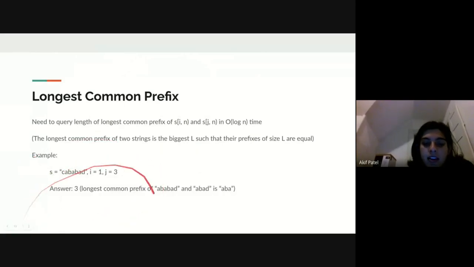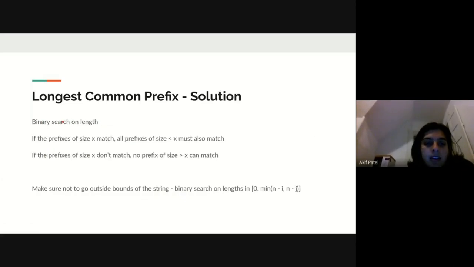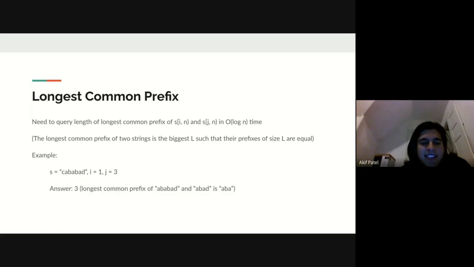So you can see here, you have the string CABABAD, and the suffixes are 1 and 3. So from here and from here. So ABABAD and ABAD. So the longest common prefix is ABA, because at this character, they start differing, D versus B. So the answer is just 3. Sorry, I thought there was another example. Sorry. So you guys take a few minutes, maybe try to think of some approaches for this.